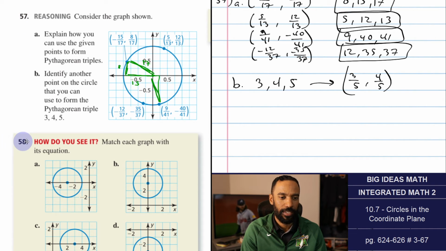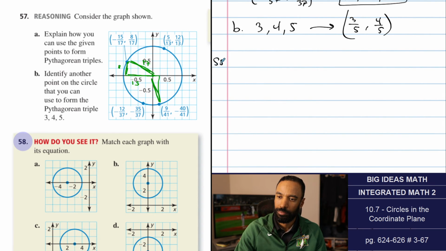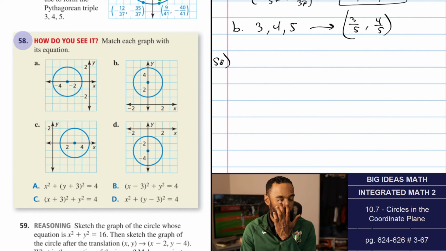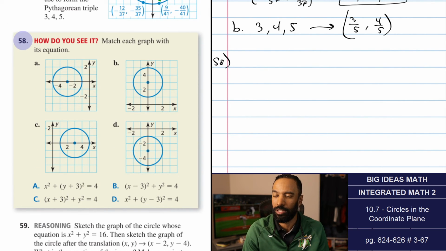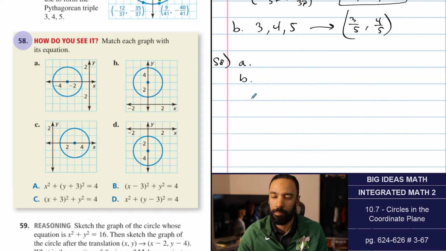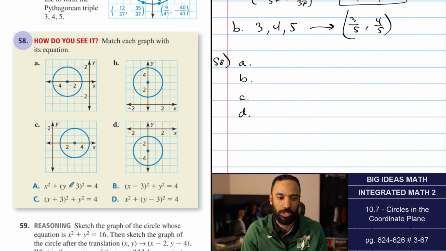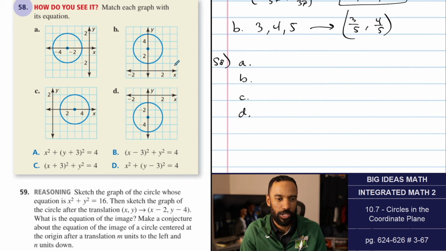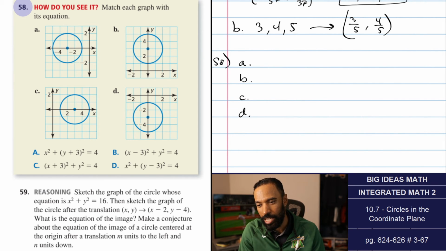Okay, number 58. Match each graph with its equation. They don't ask me to explain, so I'm just going to say them out loud. I'm not going to draw them. Part A and which letter, part B and which letter, C and D. Notice there are lowercase letters here and uppercase letters on the equations. Maybe I'll write out the equations, otherwise you'll be really confused. A is B, B is C, C is D, D is A.